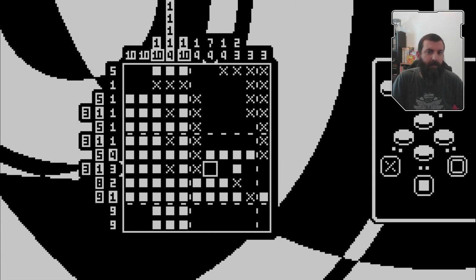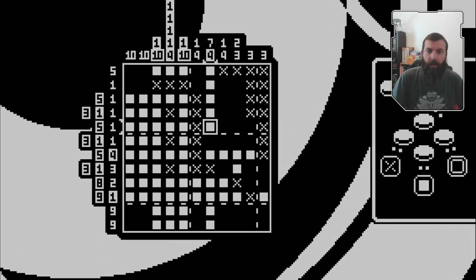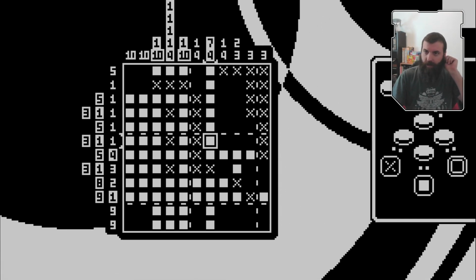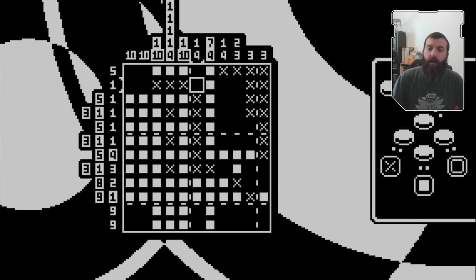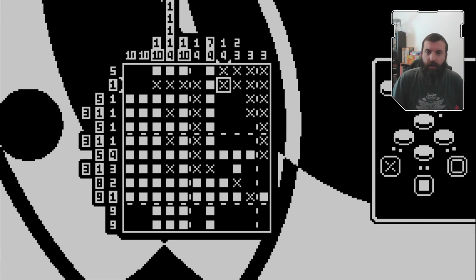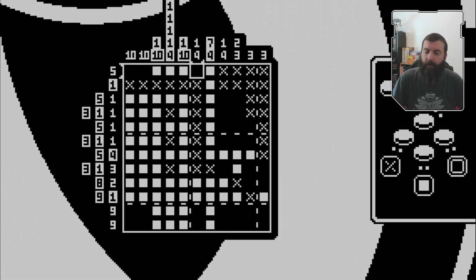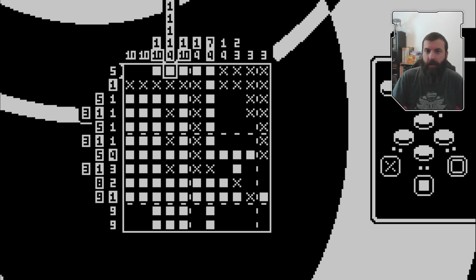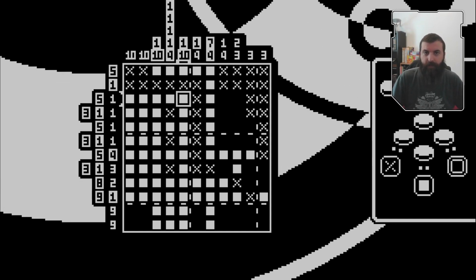Vertically, we've got 7 and 4 here, which completely fills it up when you include the space. So that has to be like that. Looking at our horizontal 1, we've got 1 on here, so that means that this can't be filled in any. Horizontal 5 has to be continuous, so that fills in that space.